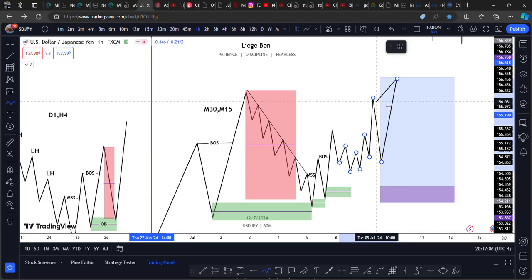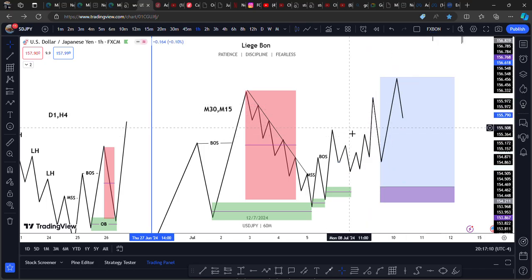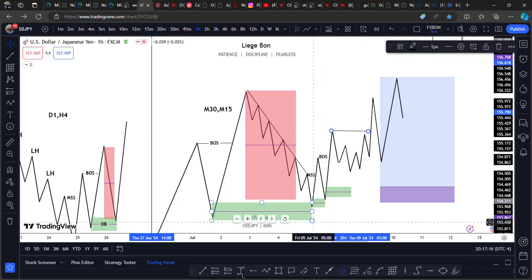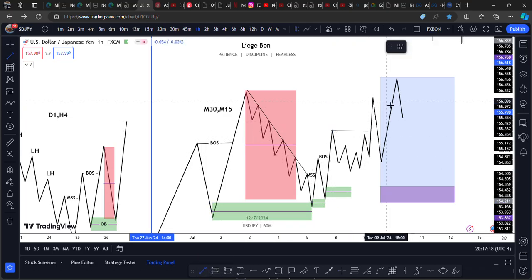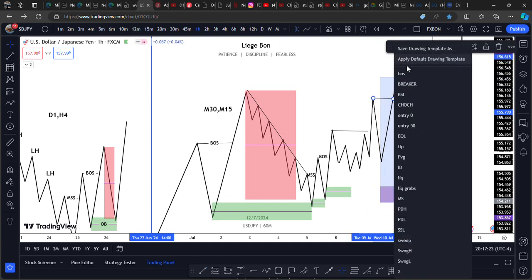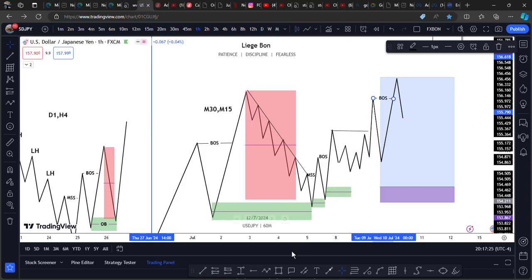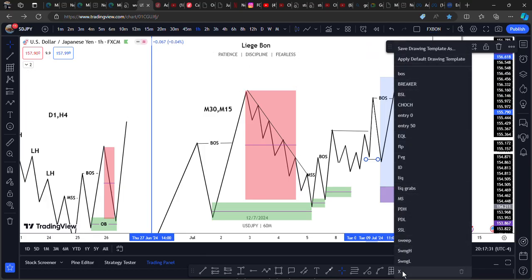We have a break of structure. As a matter of fact, this gives us more confidence in our trade, because the more we break structure, this gives us more confidence that yes, we are actually strongly bullish. We should be buying this market. The more we break structure to the upside and take out liquidity, we want to look for buying opportunities higher.